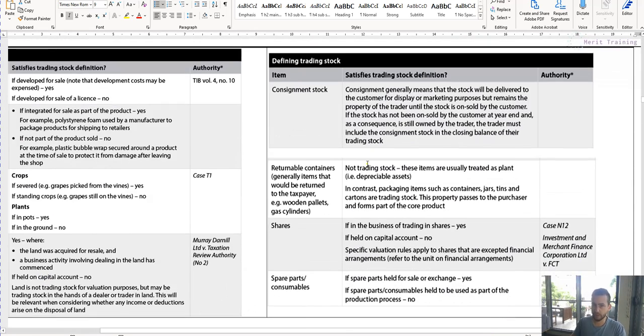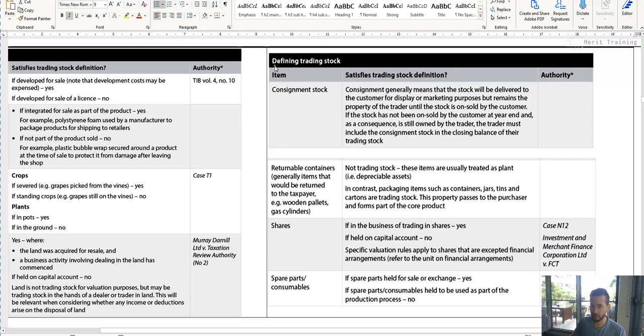All right, what else? So consignment stock. So what is consignment stock? First of all, it's basically stock that's been delivered by a manufacturer to a customer for display or marketing purposes. But it's not owned by the seller. It's owned by the manufacturer until the stock is actually on-sold by the customer. So as soon as it's sold by the reseller to the customer, then the manufacturer gets the sale and transfers ownership at the same time that the on-seller then sells to the customer.